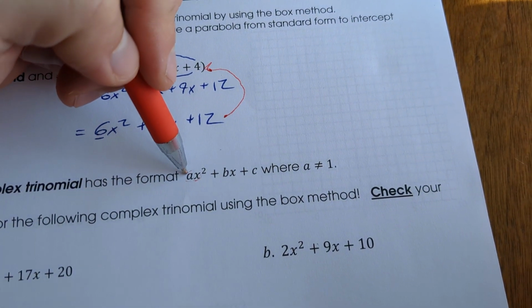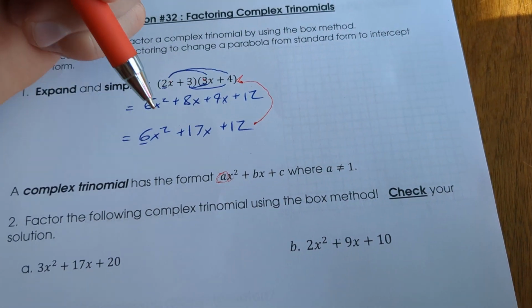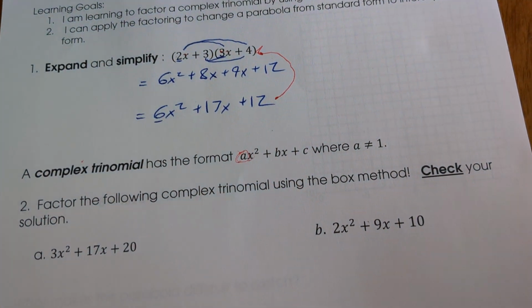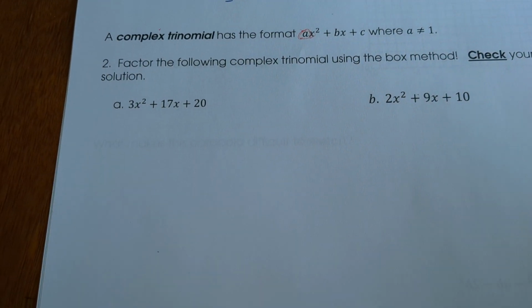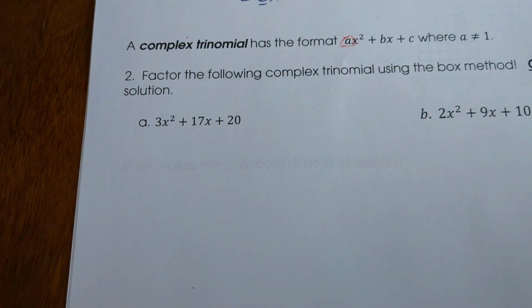But if a is not 1, then it's considered a complex trinomial, and we just need to be a bit more careful with these when we're factoring them. Okay, it is the same steps though.